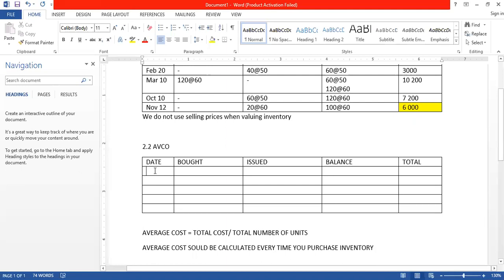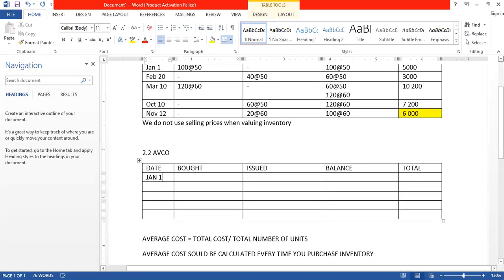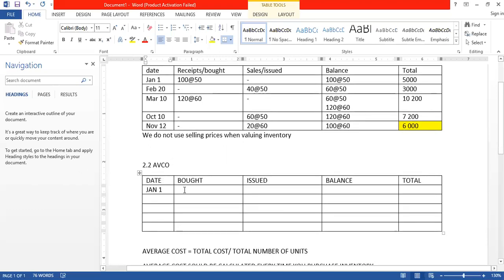Okay, so we have the date. We're using the same information. It's January the 1st. So what did we do on January the 1st? What we did is we bought 100 items at what price? At 50. So in the buying column, you record exactly what you bought. It was 100 units at the price of 50.